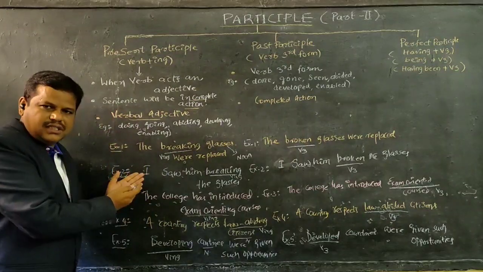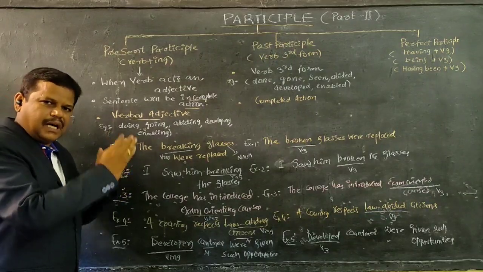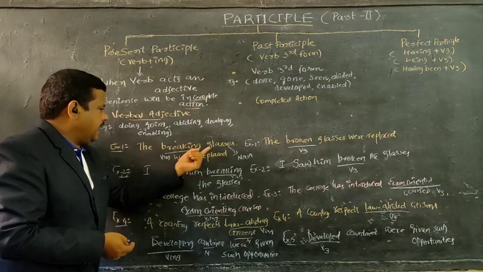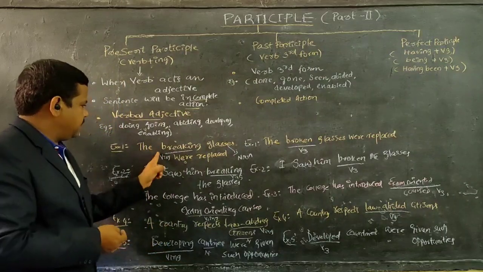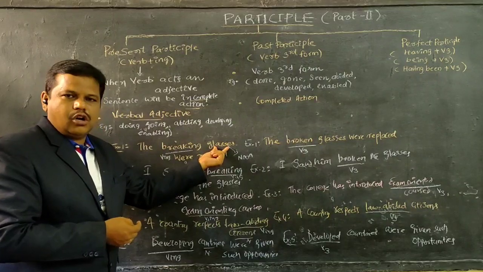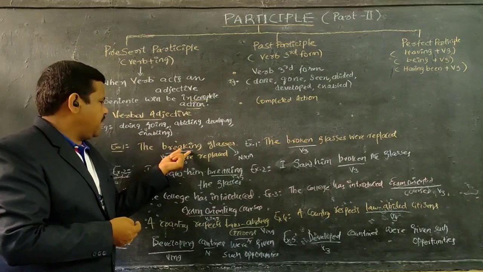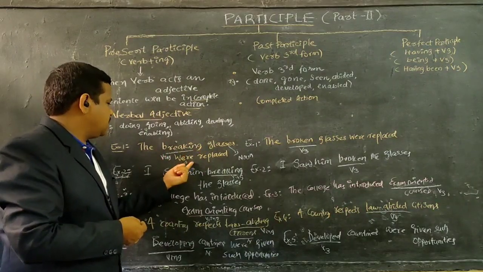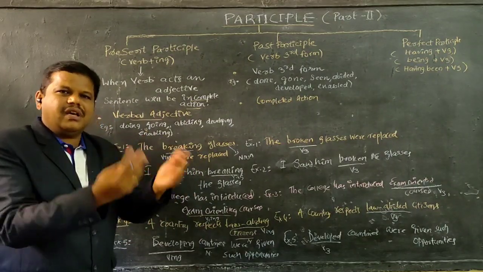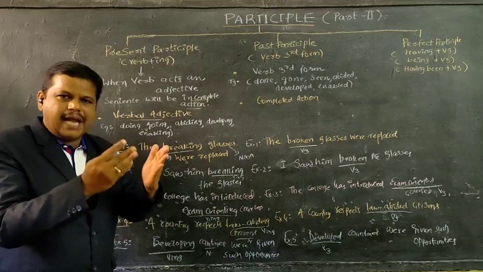Have a glance once at these sentences. See these examples. You will understand the difference between the present participle and past participle. See example number 1. The breaking glasses were replaced. In this sentence, we are talking about a noun called glasses. What verb have we used? Verb plus ing form, breaking. The breaking glasses were replaced means we are saying that the glasses which are breaking, we are replacing them. So it is in the form of present participle, which looks like an adjective in this sentence.